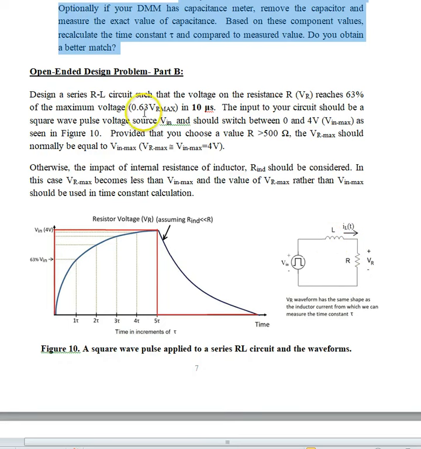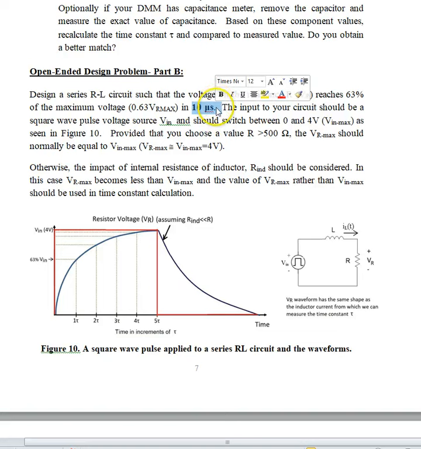Now, the design criterion is that you're going to have VR reaching 63% in 10 microseconds. So you can easily figure out the time constant there, I hope. Then you need to pick out an inductor from your component kit, and then based on that you need to figure out the value of resistance. You know tau is L over R, so you're going to use that formula.